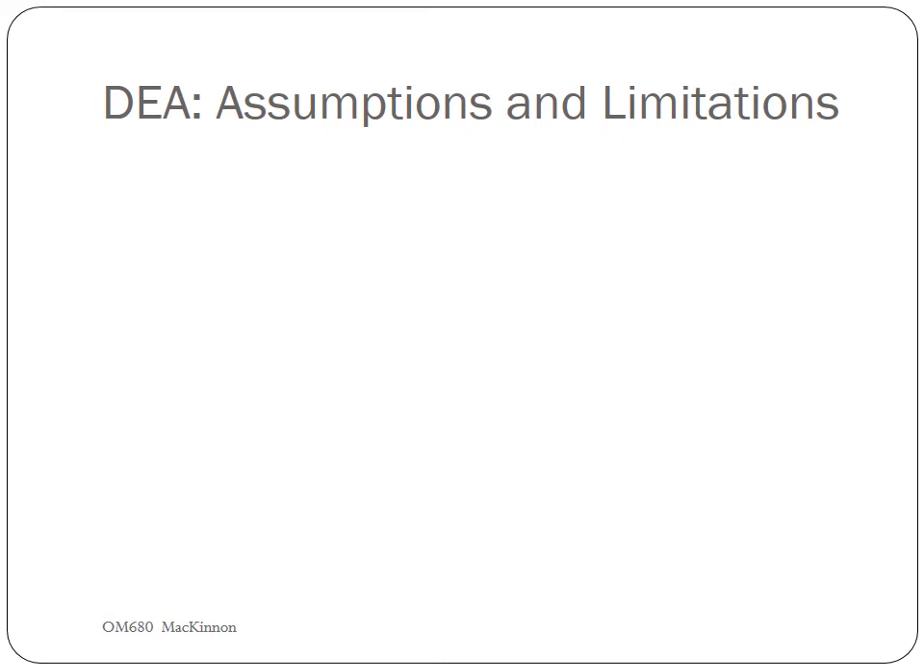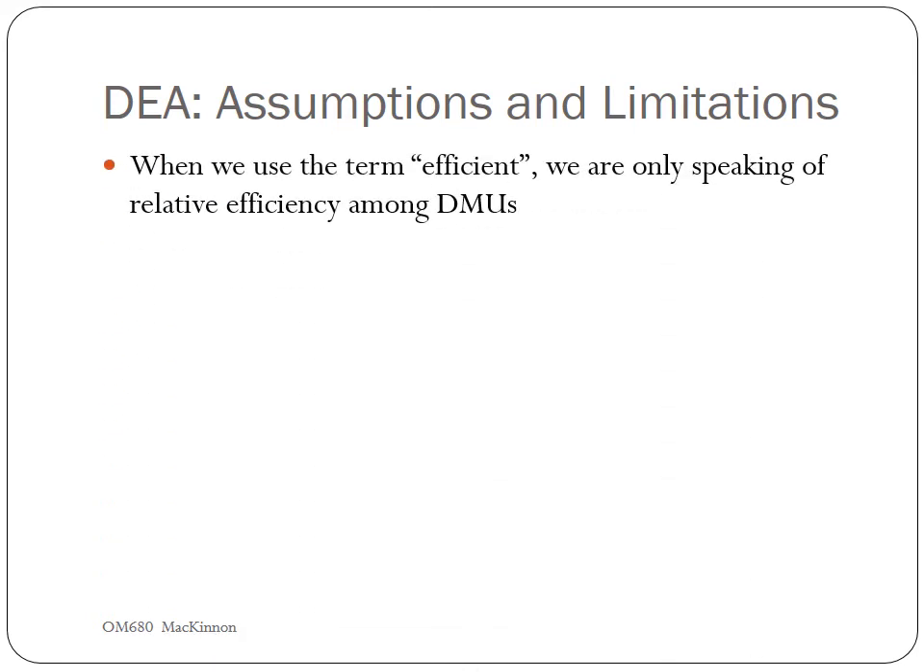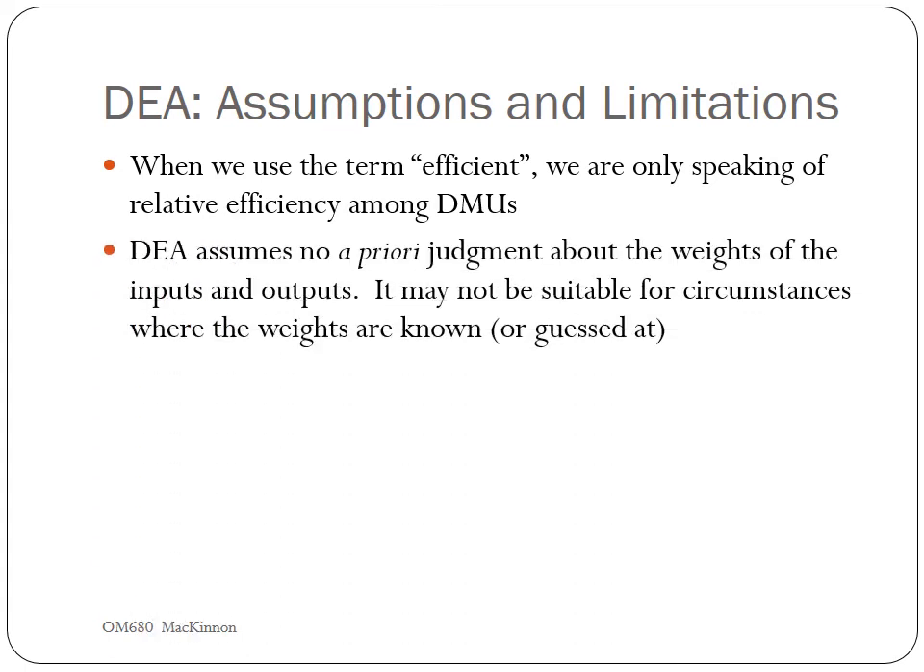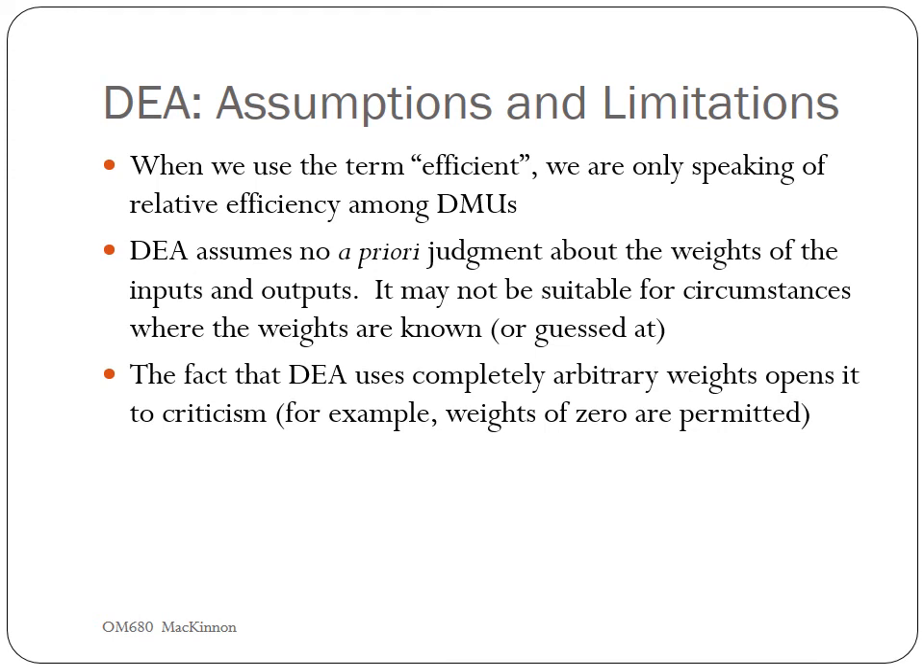Now, we operate on certain assumptions and limitations when we run DEA. Obviously, when we use the term efficient, we are only speaking of relative efficiency among the DMUs that are being analyzed. Data envelopment analysis assumes no prior judgment about the weights of the inputs and outputs, and it may not be suitable for circumstances where the weights are known or even guessed at. The fact that DEA uses completely arbitrary weights opens it to criticism.